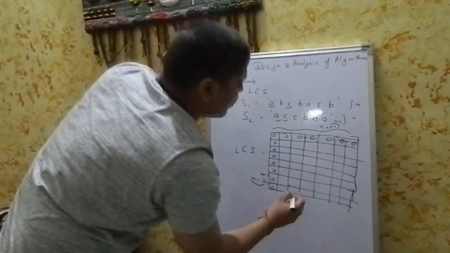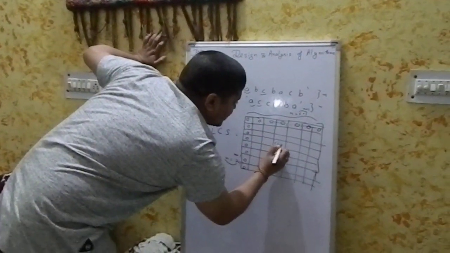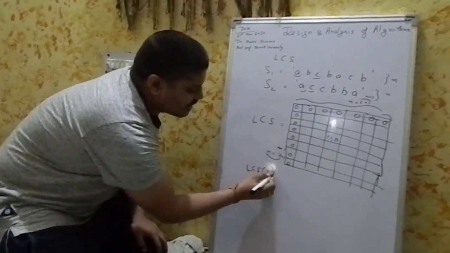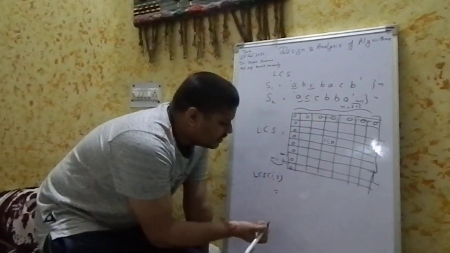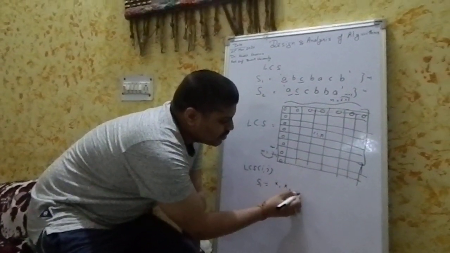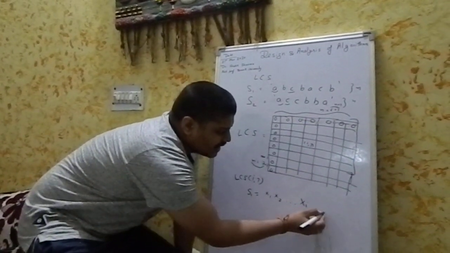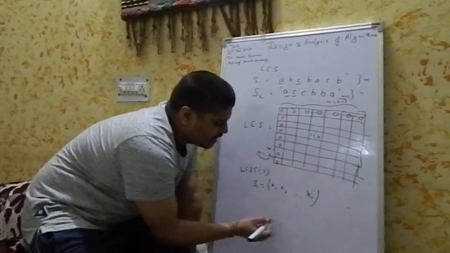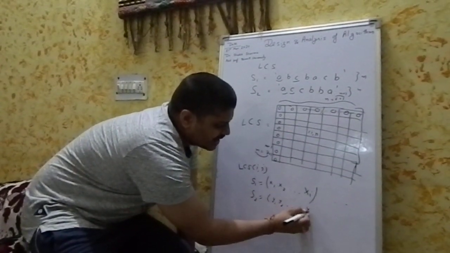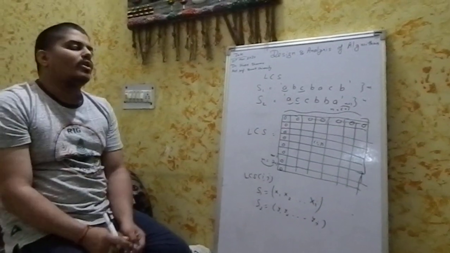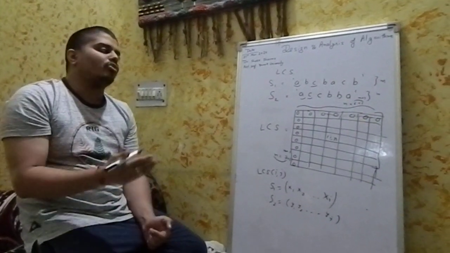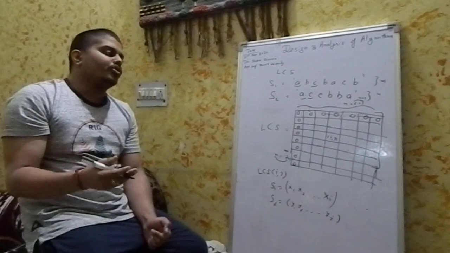Now what is the meaning of any index i comma j here? The meaning of LCS i j is: in string S1 you have elements x1, x2 till xi, ignoring all the other elements, you are just considering this subpart of the string, and in S2 you have elements y1, y2 till yj. In these substrings, what is the longest common subsequence? The idea is to identify a small subproblem, and then by using the solution of subproblems we identify the solution of a bigger problem.